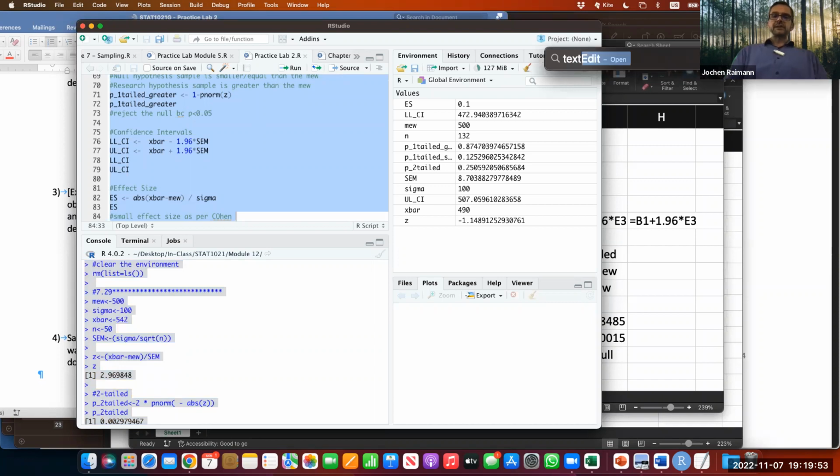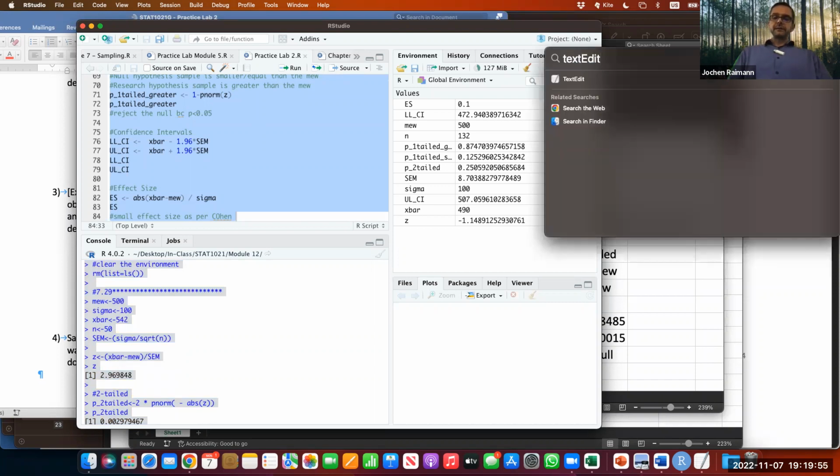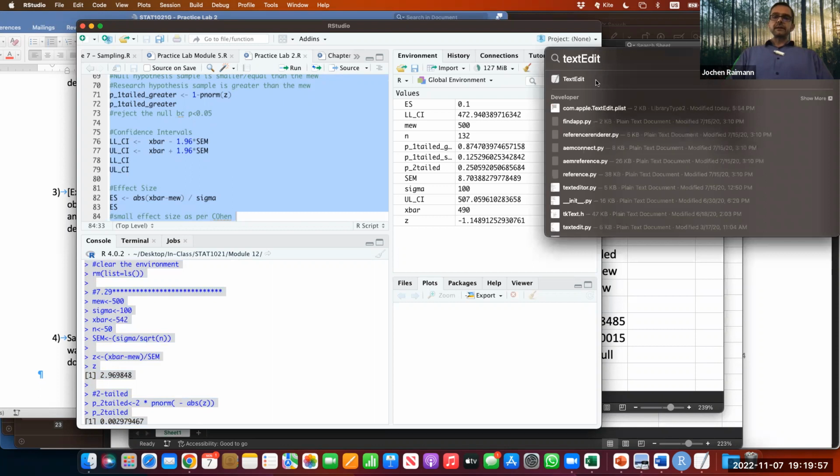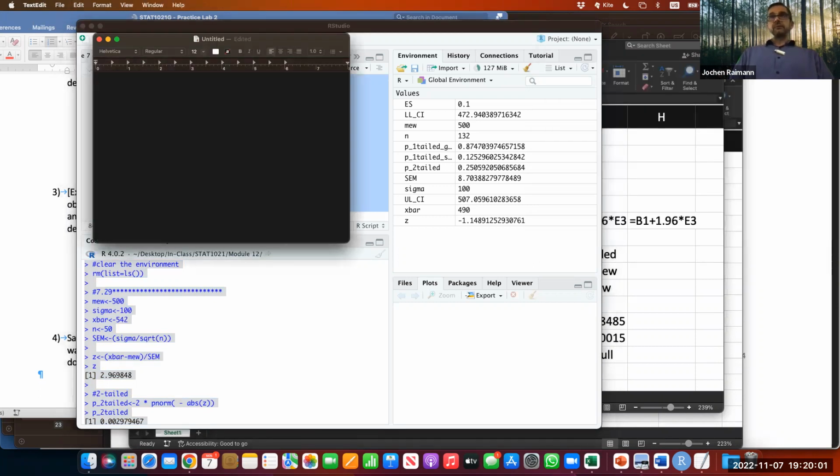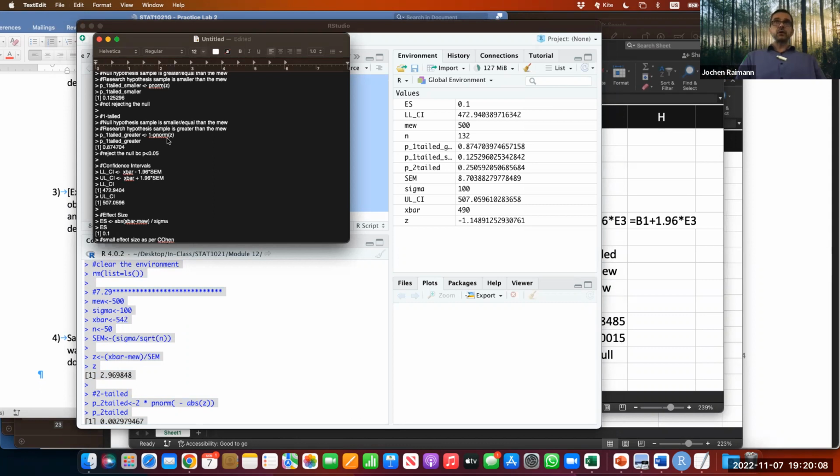Now you have the Spotlight. You type in TextEdit and start TextEdit. Here you have a blank document, and you press Command V to paste the entire copied console content in. It's the same that you did for practice lab 1.